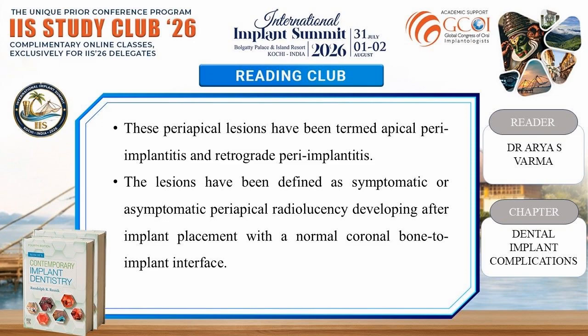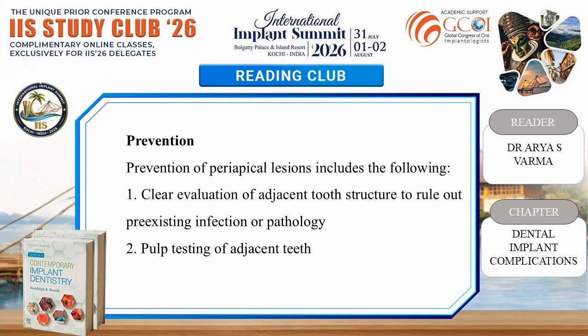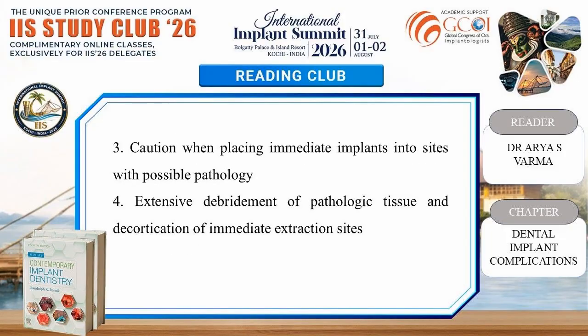Prevention. Prevention of periapical lesions includes the following. First, clear evaluation of adjacent tooth structure to rule out pre-existing infection or pathology. Second, pulp testing of adjacent teeth. Third, caution when placing immediate implants into sites with possible pathology. Fourth, extensive debridement of pathologic tissue and decortication of immediate extraction sites.